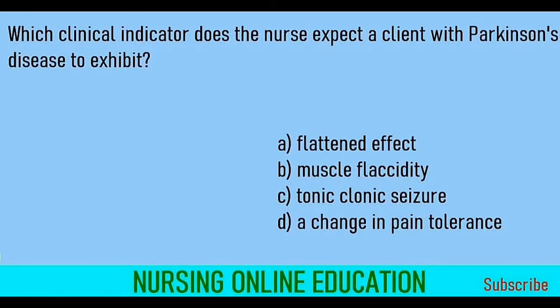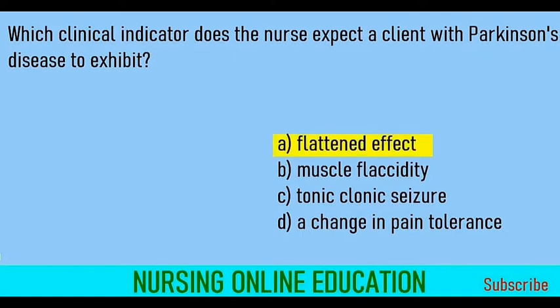Which clinical indicator does the nurse expect a client with Parkinson's disease to exhibit? Options: flattened affect, muscle flaccidity, tonic-clonic seizures, a change in pain tolerance. Here the answer is flattened affect.